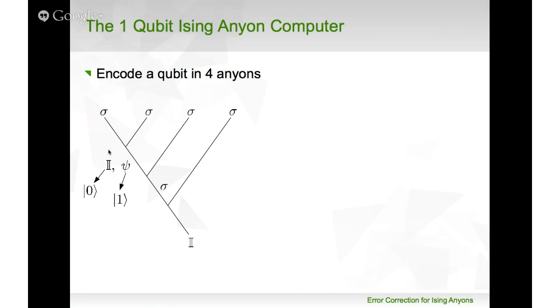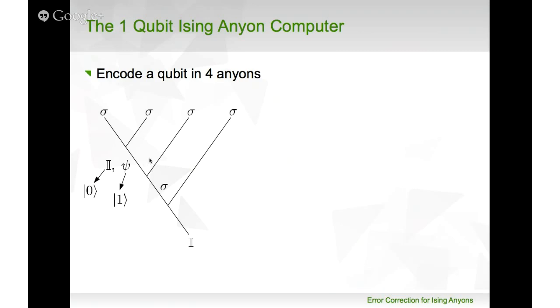So we know from what we said before that a pair of sigma particles fuse non-uniquely. It can either fuse to vacuum or it can fuse to psi. Okay, so these two fusion channels we're going to use as our digital logic. These are going to be our qubit. They will comprise our qubit.